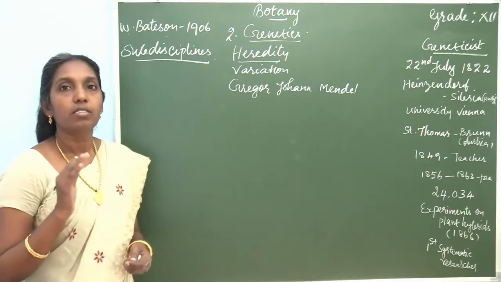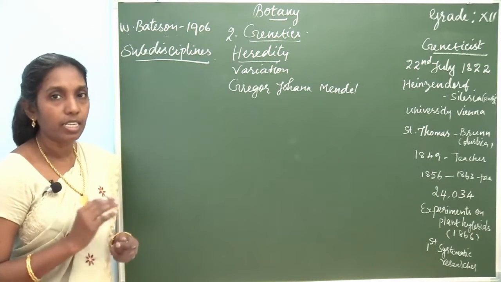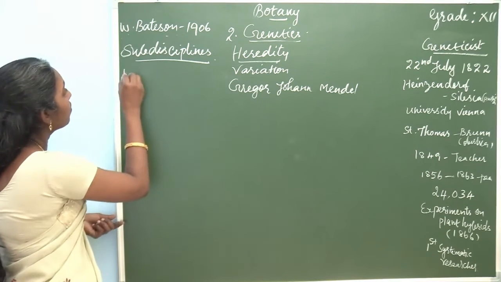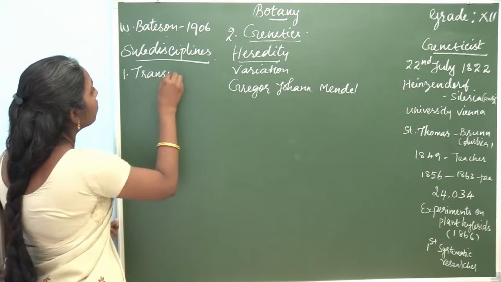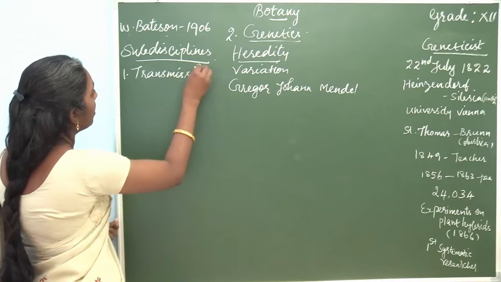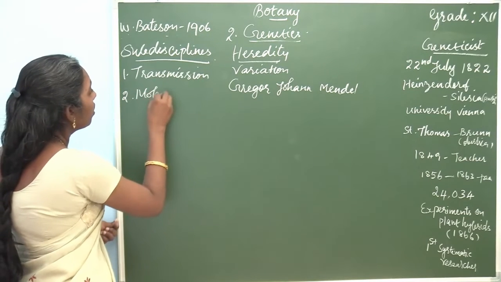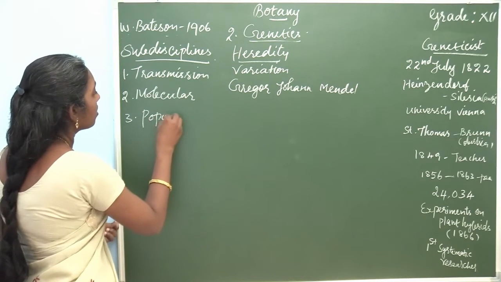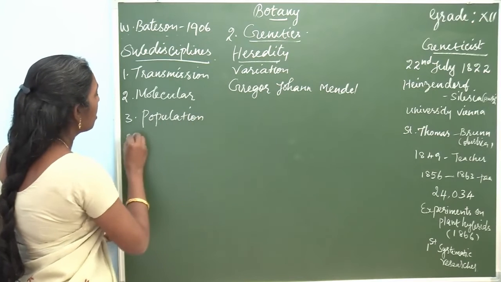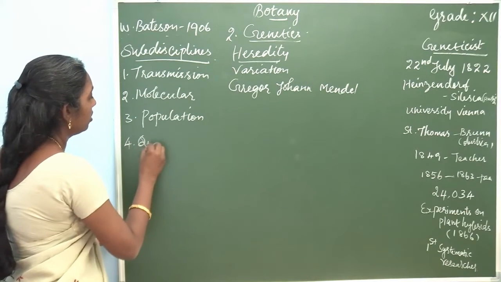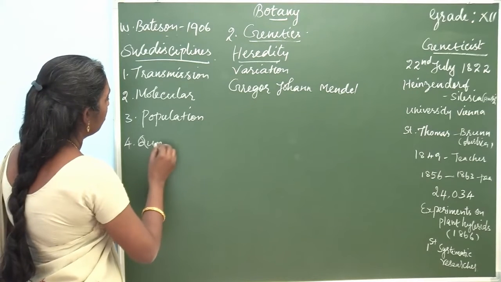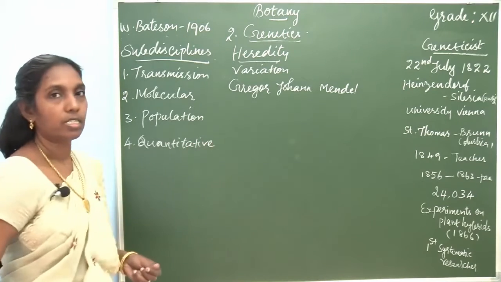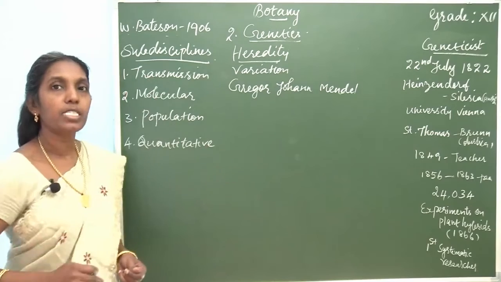There are 4 sub-disciplines in genetics. What are the sub-disciplines of genetics? They are transmission genetics, molecular genetics, population genetics, and quantitative genetics. So, these 4 are the sub-disciplines of genetics.